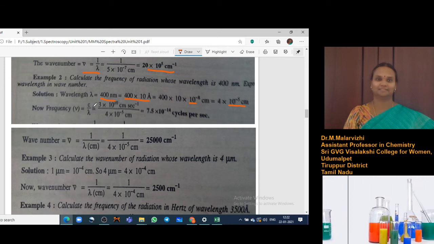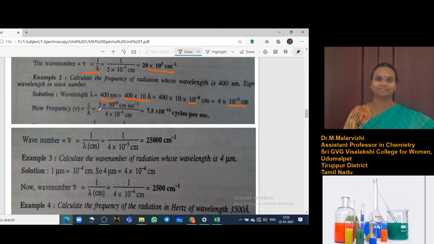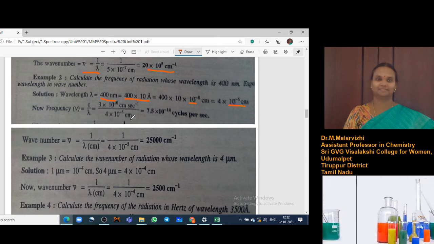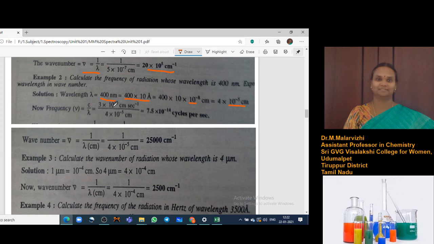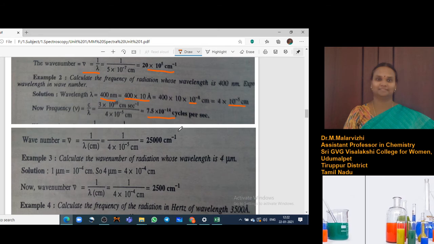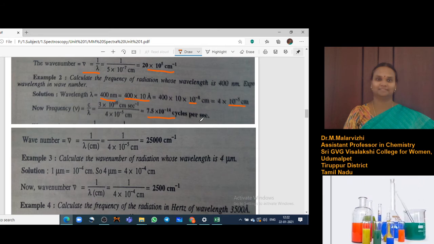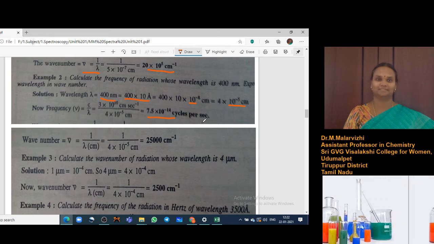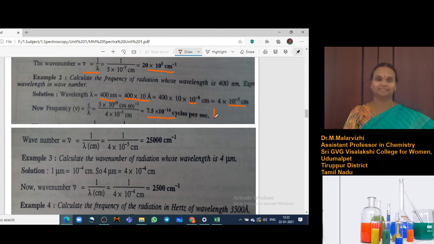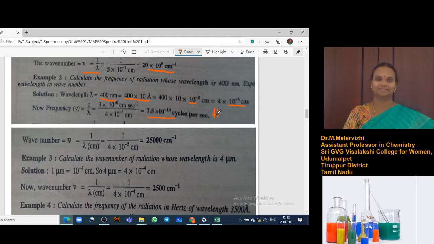So the value of the velocity of light is given here divided by lambda. We have got 4 into 10 power minus 5 centimeter. So on calculation you get 7.5 into 10 power minus 14 hertz, cycles per second, or you can also give the unit for frequency as hertz. Hertz, it is also right.